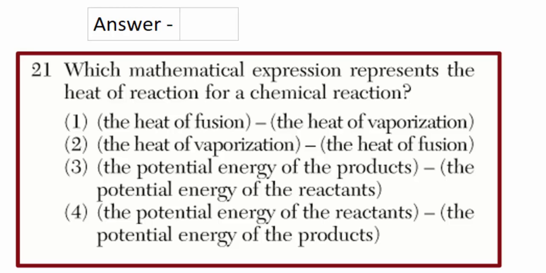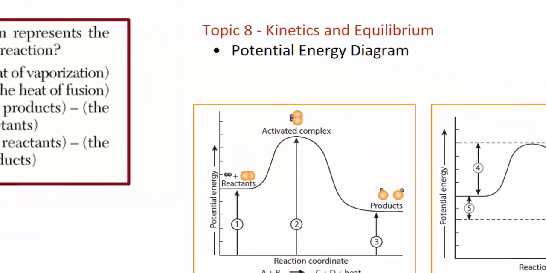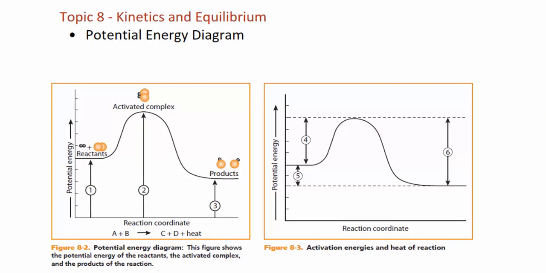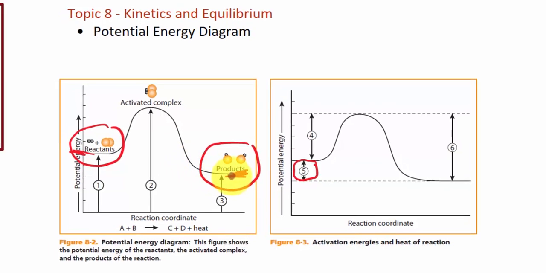Number 21. Which mathematical expression represents the heat of reaction for a chemical reaction? Let's quickly examine a couple of potential energy diagrams that we pulled out of our text. You can see the potential energy diagram always begins with your reactants. We go through a transition, and then we end up with products. The heat of the reaction is the difference between where you start and where you end, shown here by interval number 5. Since that interval in this case is a negative value, you can see that we're going to need a negative numerical value to represent it.